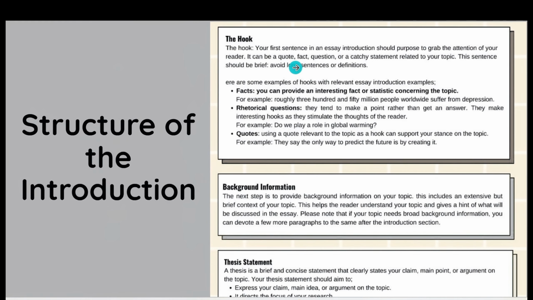It can be a quote, fact, question, or a catchy statement related to your topic. This sentence should be brief. Avoid long sentences or definitions, okay? There are some examples of hooks with relevant essay introduction examples.